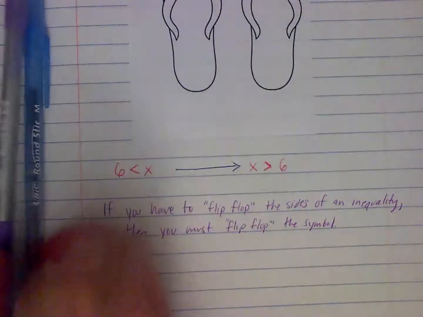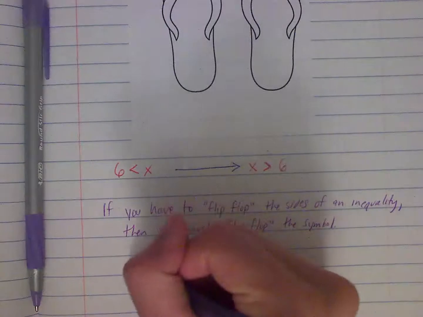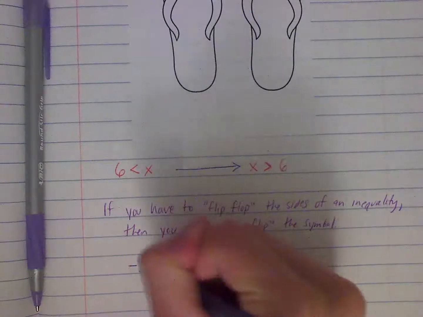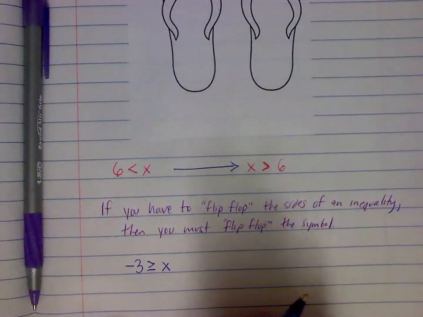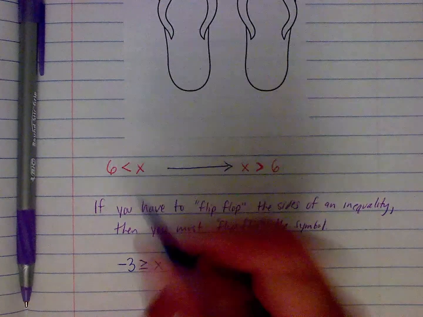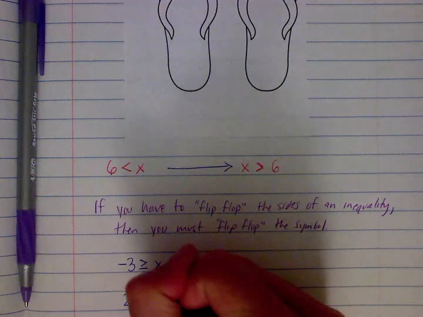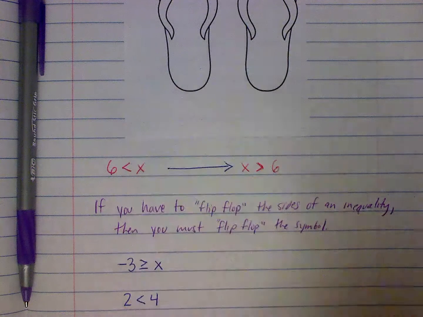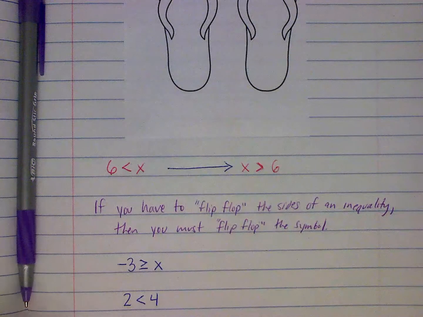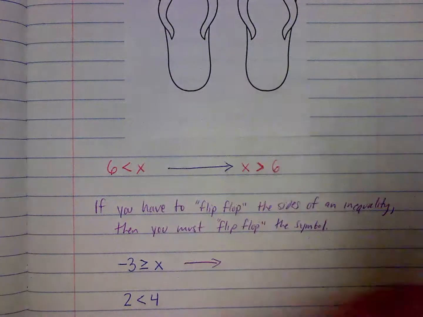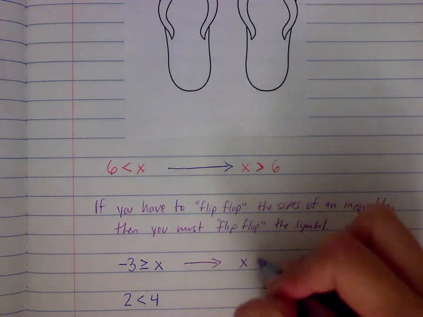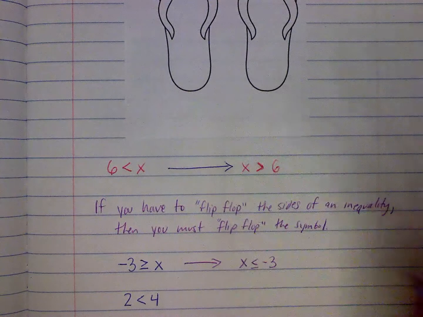So let's just give you a chance to process this for a second. So what if it was -3 is greater than or equal to x? What would that change to? Think about it and write what you think. Or what if it was 2 is less than 4? What would that change to? Take a moment, right? You think about it. So this would change to x is less than or equal to -3.